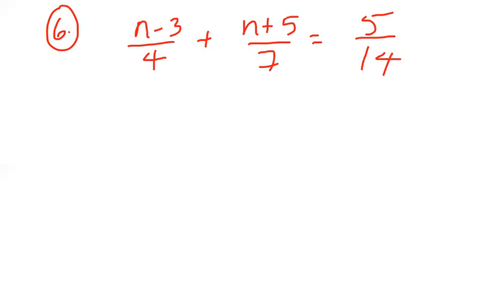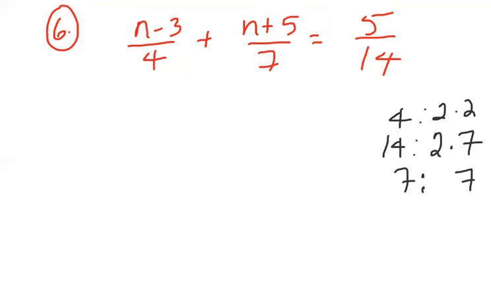Now this time, I'm actually going to go to the side, guys, and show you step by step how you come up with the LCD. I'm going to factor 14 into its prime factors, 2 times 7. 4 is 2 times 2. And you've got 7, which is just 7, okay? Circle the like factors, and there we go.